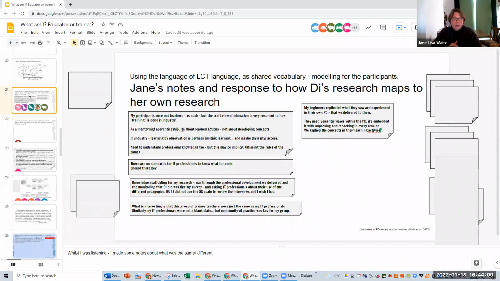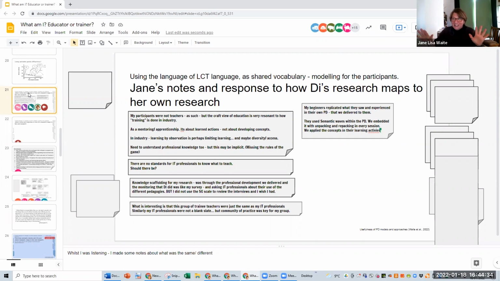Now, Di talked about there being standards that constrain teachers. There are no standards for these IT professionals. They can do whatever they like, but should there be? Maybe there should. But anyway, in terms of scaffolding, the knowledge scaffolding from my research was that I delivered this material, and then I found out what they did by interviewing them all that time later. But what was really interesting for me as well was that they were not a blank slate.